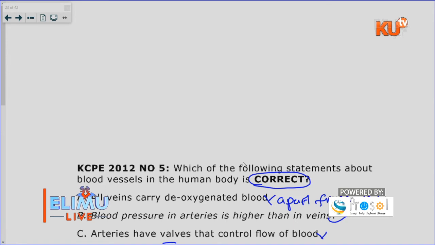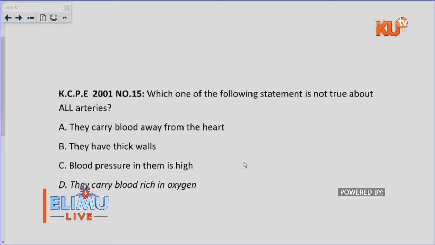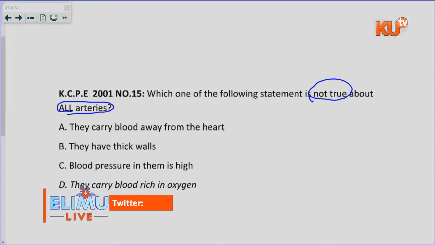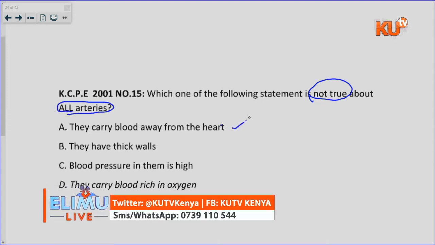Before we look at the heart, we have another question also. KCP 2001 number 15. Which one of the following statements is not true? Underline the keywords. About all arteries. They carry blood away from the heart. That is true. They asked which one is not true.